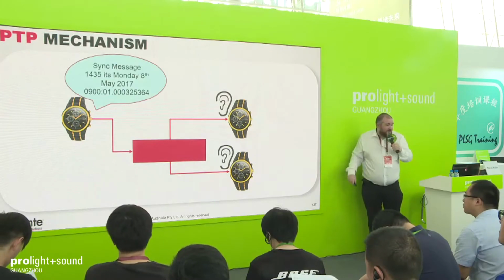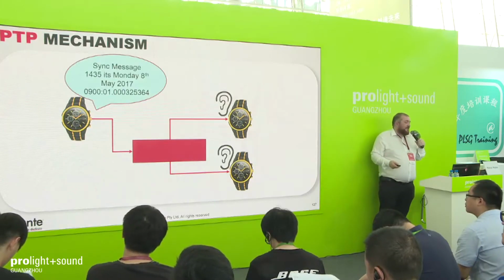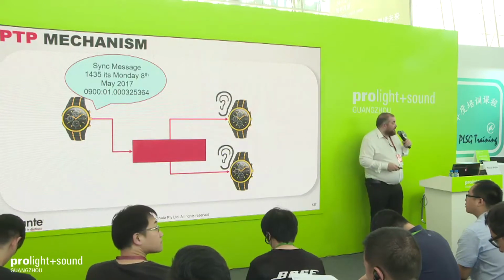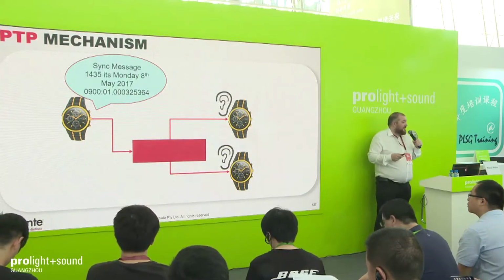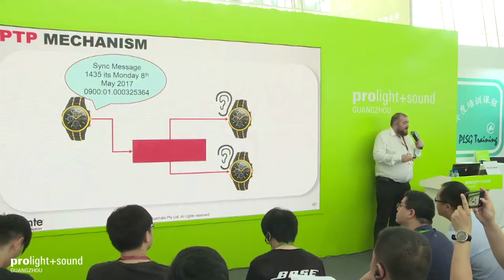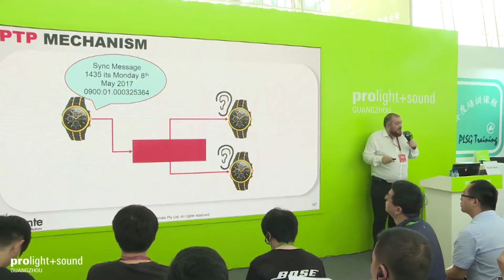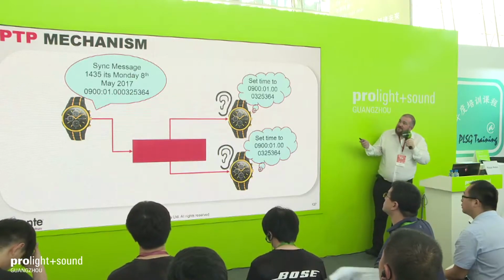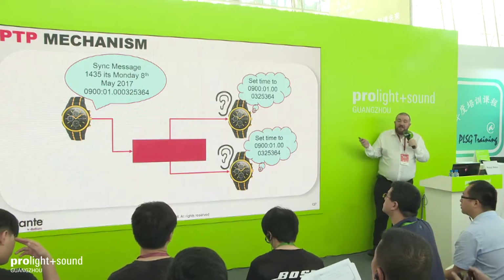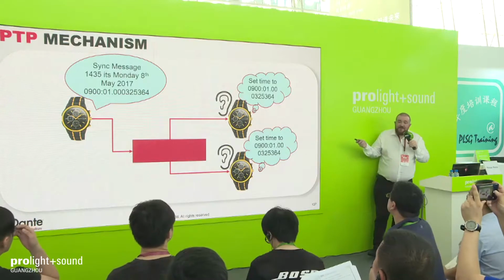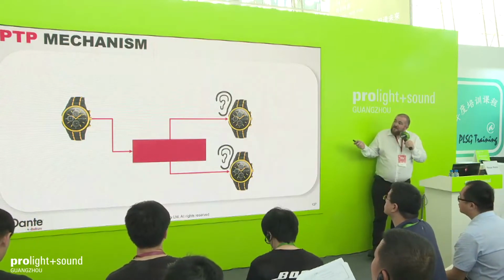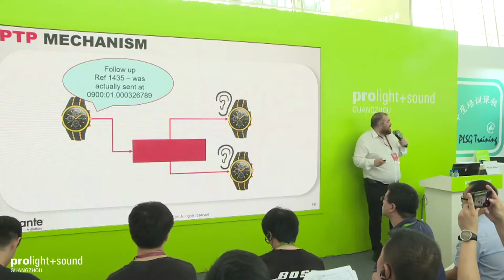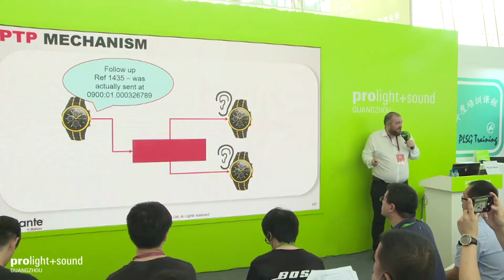We first of all send a message saying this is a sync message. We give the sync message a reference number, and we tell it what date and day and time it is. In this case, it's 9 o'clock in the morning and 1 second and some nanoseconds. The slave devices hear this and set their clocks to the same time. And then I send a follow-up message saying when that message was actually sent, sometime later.